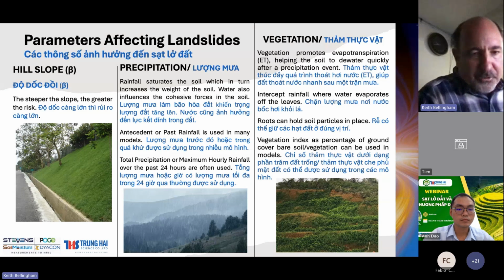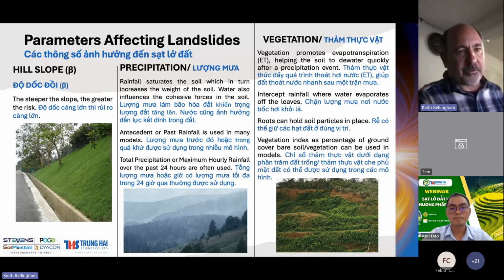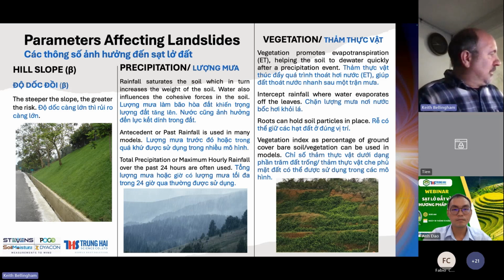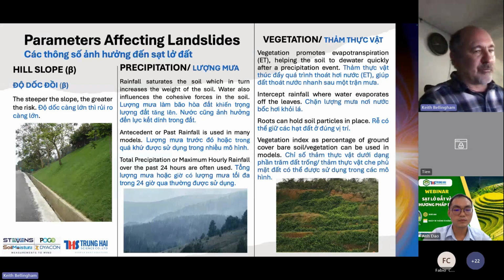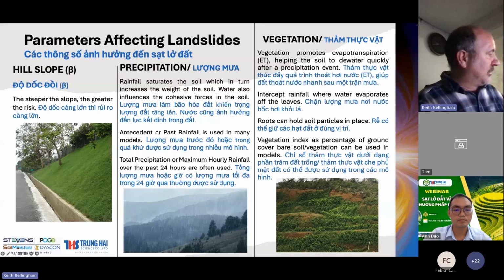A lot of the models in the literature use what's called the antecedent rainfall, and the word antecedent means in the past. In this case, the antecedent rainfall in these models is typically the rainfall over the past 24 hours or the rainfall over the past week, also with the intensity of that rain. So it's a combination of the amount of rain over a period of time and the intensity of rain. That's called the antecedent rainfall. There's also forecasted rainfall as well.